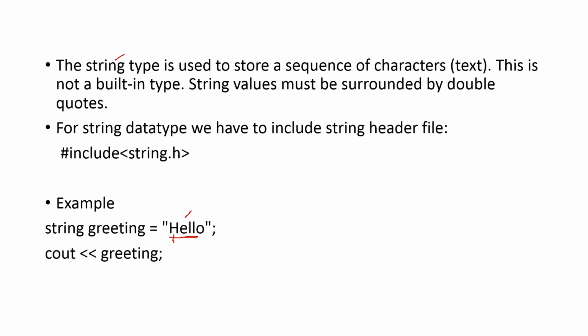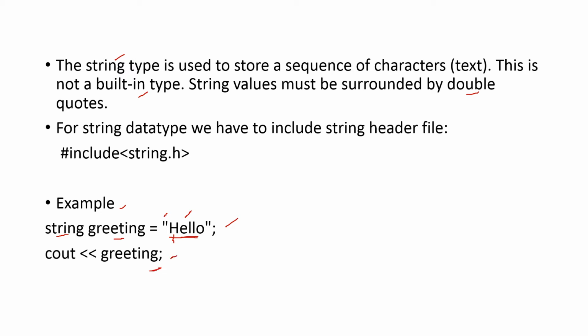String data type is used to store a sequence of characters. This is not a built-in data type. String values must be surrounded by double quotes. That is the only thing we have to make sure, that it should be enclosed within double quotes. Here an example is given. String is a keyword, greeting is the name of the string, and you have initialized it as hello. See cout greeting, that means you are printing the value hello. Here the output will be hello.